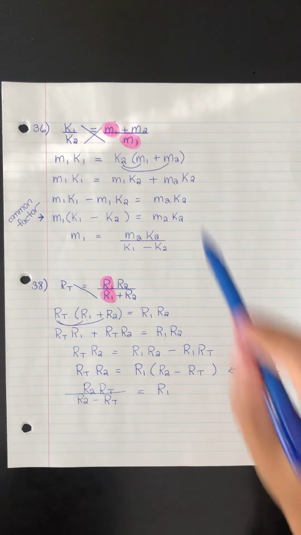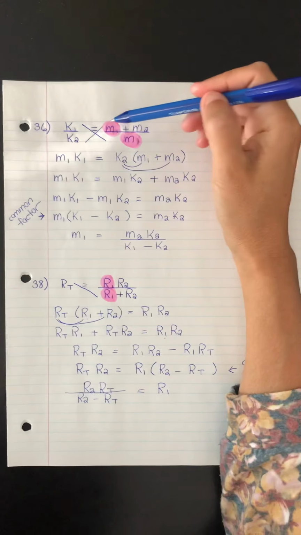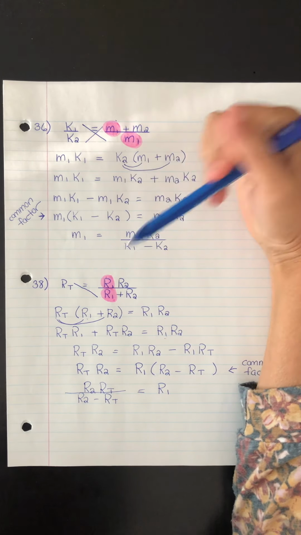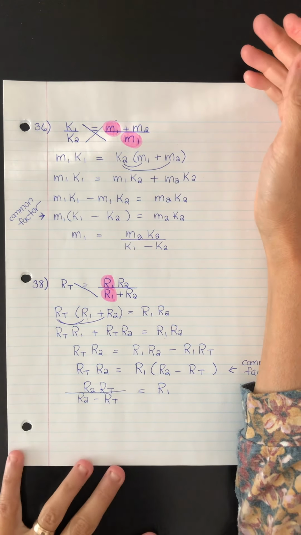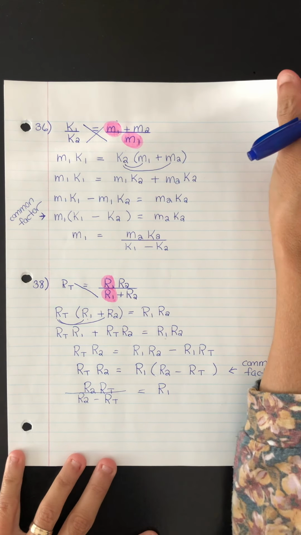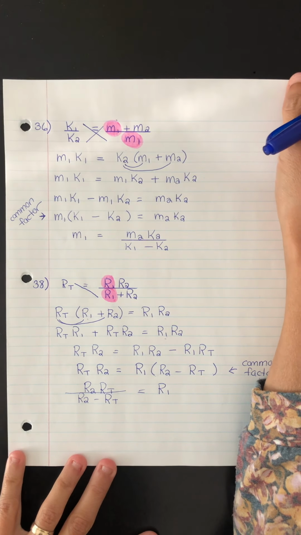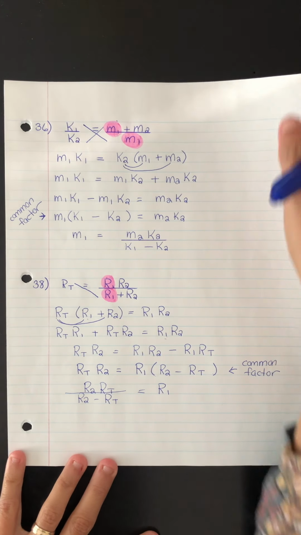Okay, so 36 and 38 are very similar in that the variable begins in two places, and our objective is to get that variable on one side of the equation so that it can be common factored.